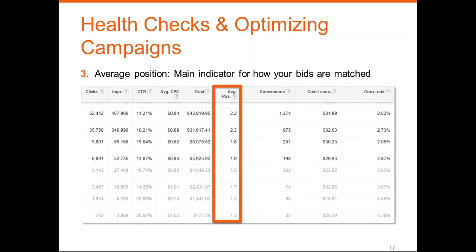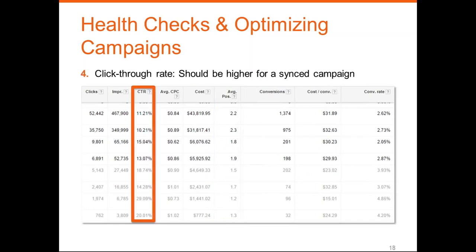One important indicator is the average position. If you're improving your average position, this is a good thing. This is what we want. And another important indicator is the click-through rate. It should be higher for the sync campaign. If it's lower, this tells us you may have keywords in there that are not performing well for whatever reason. Maybe you thought they would be TV inspired, but actually they're not.